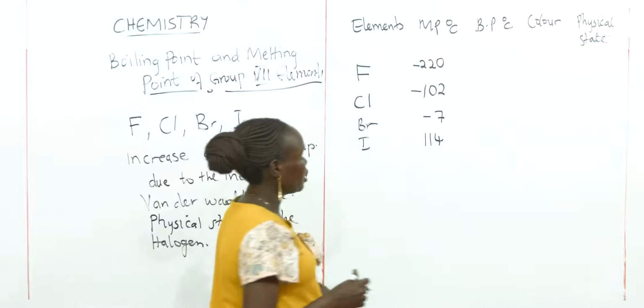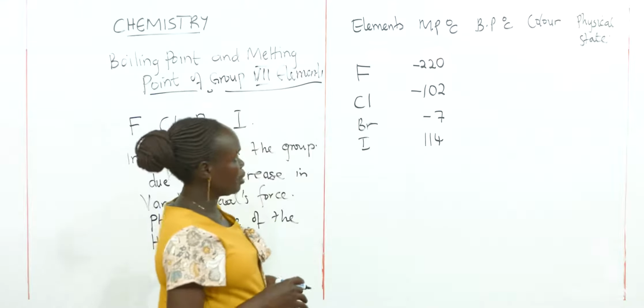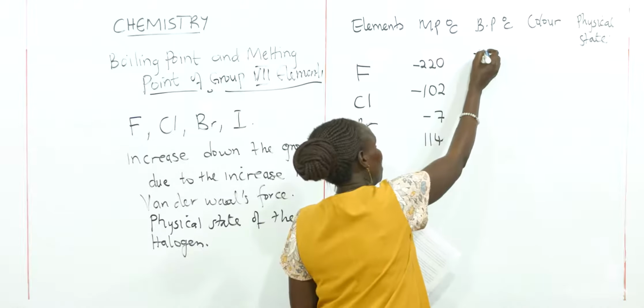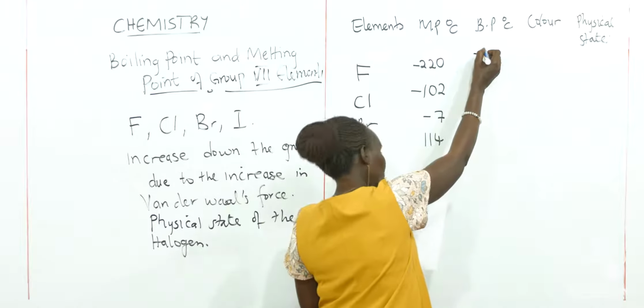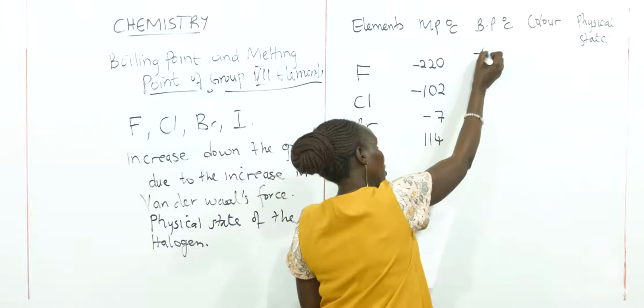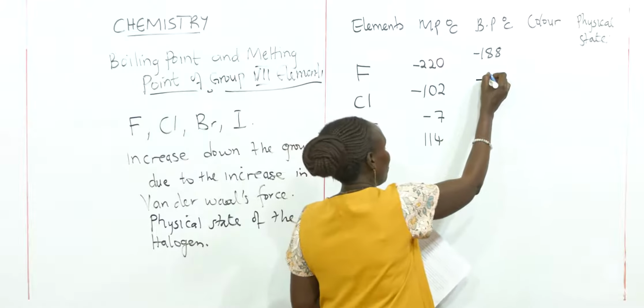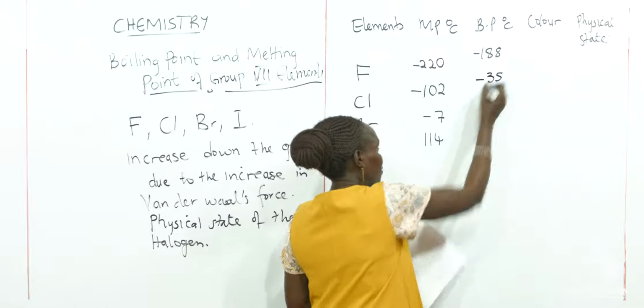So you see that the first element will have the least melting point, while the last element, iodine, will have the highest value of the melting point. Here with the boiling point, fluorine is -188, while for the second element, chlorine, it will be -35.